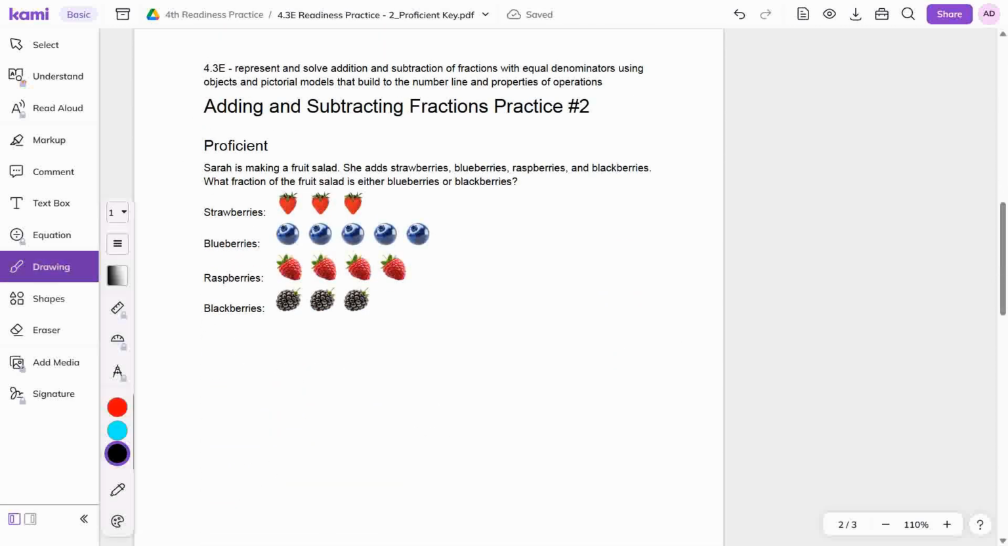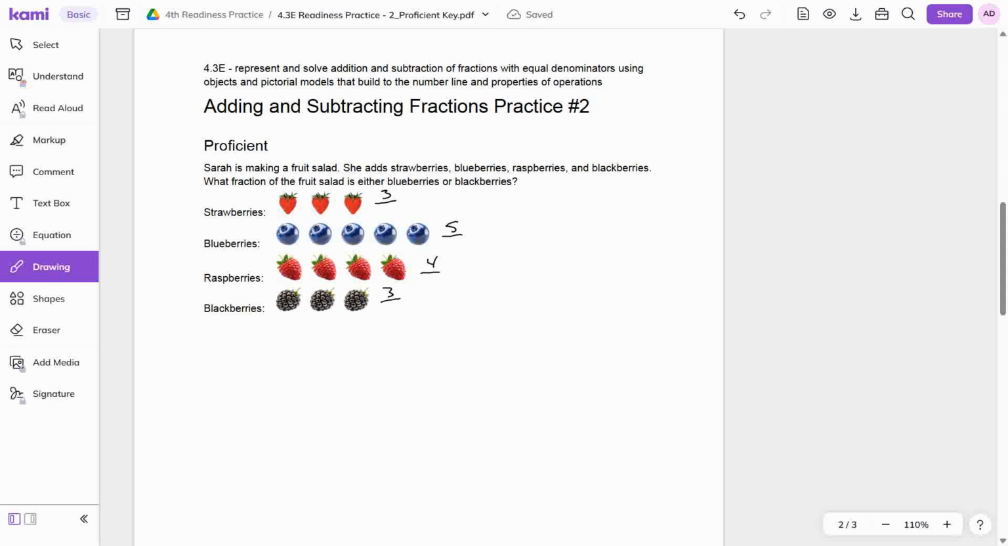So next we have a fruit salad with strawberries, blueberries, raspberries, and blackberries. We need to find the fraction of the fruit salad that is either blueberries or blackberries. Well, fraction means I need fractions of all of these. I've got 1, 2, 3, 4, 5 blueberries. I've got 4 raspberries, and I've got 3 blackberries.